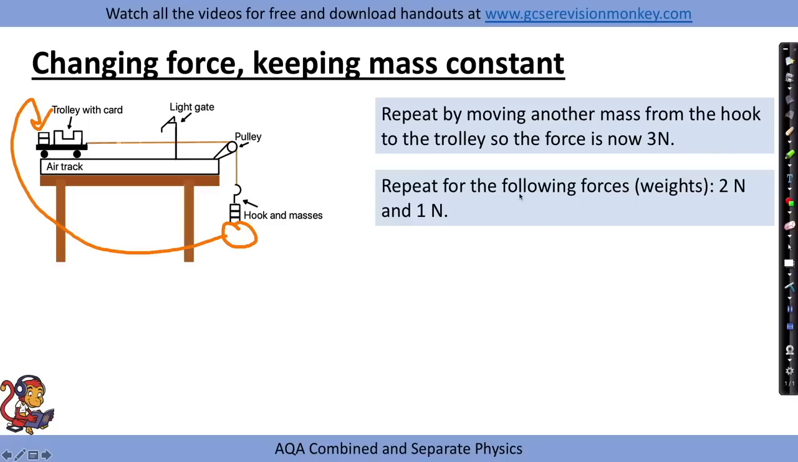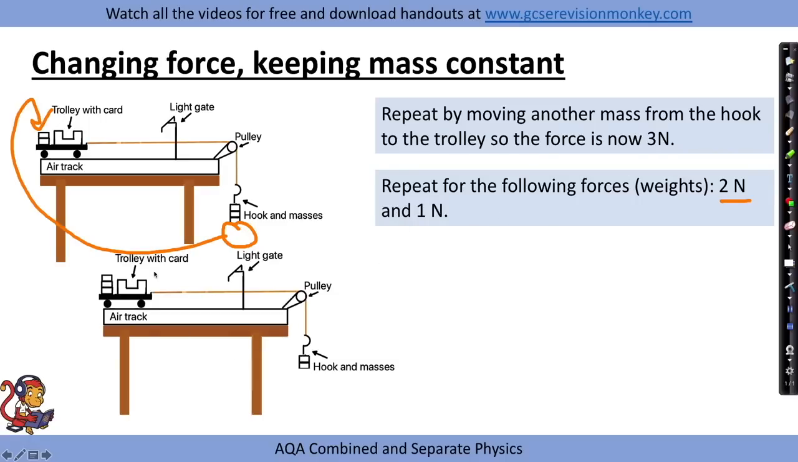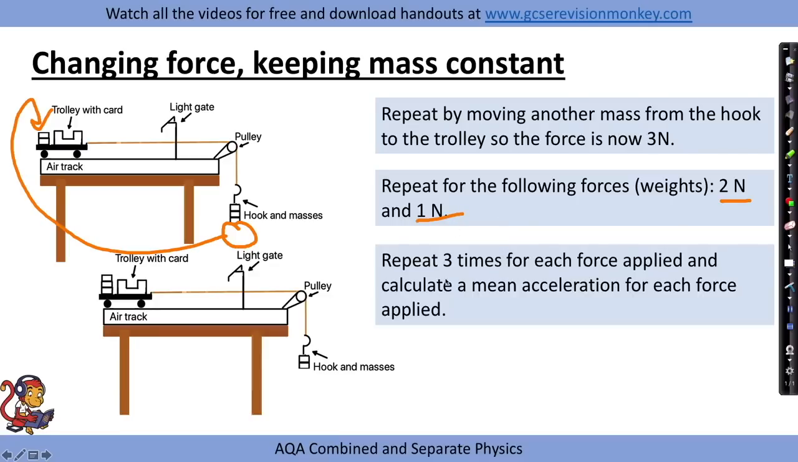And then we'd repeat it for the following forces, so perhaps 2 newtons, moving them up here, and then we'd do it again with 1 newton as well. We'd repeat 3 times for each force applied and calculate a mean acceleration for each force. So in your exam, look very carefully to see whether they want you to change force or whether they want you to change mass, because the practicals are slightly different, but both of them you're measuring acceleration using the light gate.